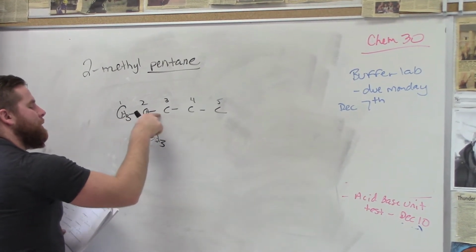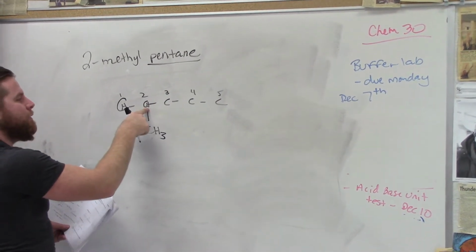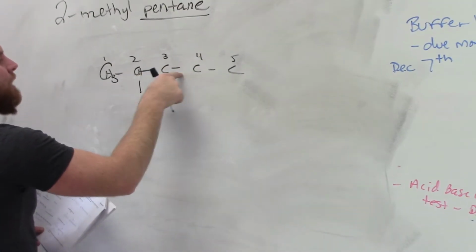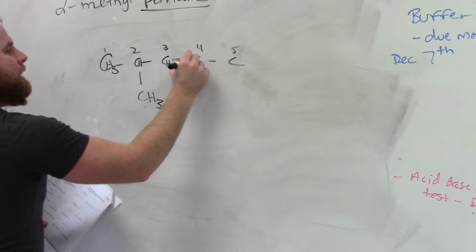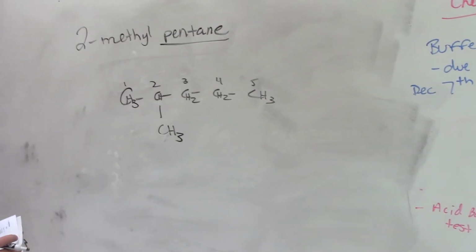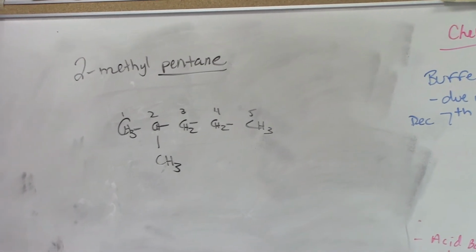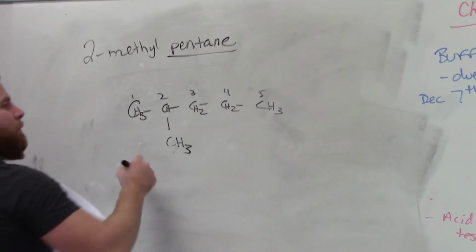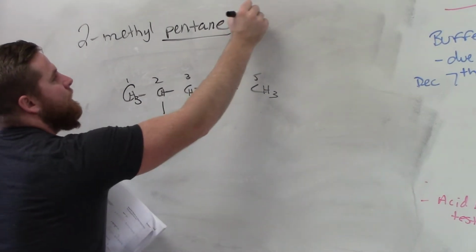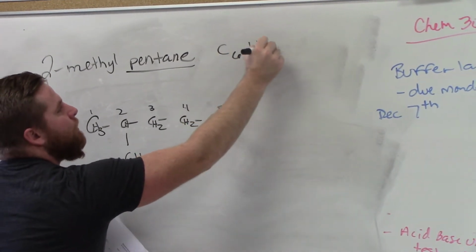There's 1, 2, 3 bonds to this carbon already, so this is only CH. So there's only one more bonding spot. There's only 2 bonds attached to this carbon. So that's CH2, CH2, CH3. All right. Now my chemical formula for this is 1, 2, 3, 4, 5, 6 carbons. It's going to be C6H14.